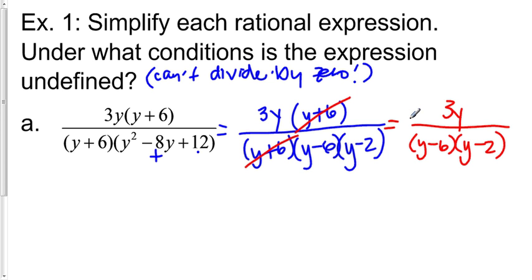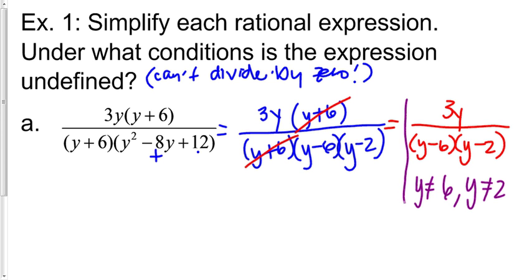Now you want your answer in factored form so that you can pick out those values that are undefined. So now you look at the denominator. What values would make the denominator 0? Well, anytime these factors are 0, we would have a denominator of 0. And we can't divide by 0. Those fractions do not exist, or they're undefined, I should say. So what two numbers don't work here? Well, y cannot be 6 because that would make this factor 0. And y cannot be 2 because 2 minus 2 would make this factor 0.